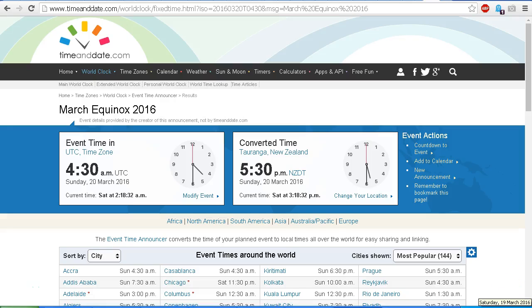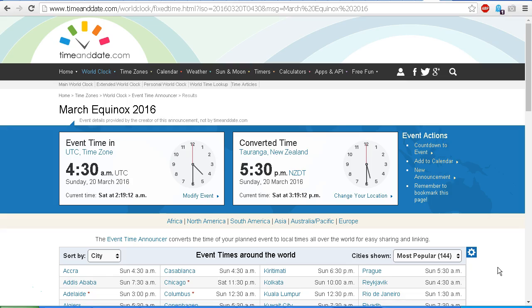Today is Saturday, March 19th, 2016. And as you can see, in just over 24 hours time from right now, it is going to be the March Equinox for 2016. As you can see from timeanddate.com, we have the event time of 4:30 a.m. UTC on Sunday 20th of March 2016.